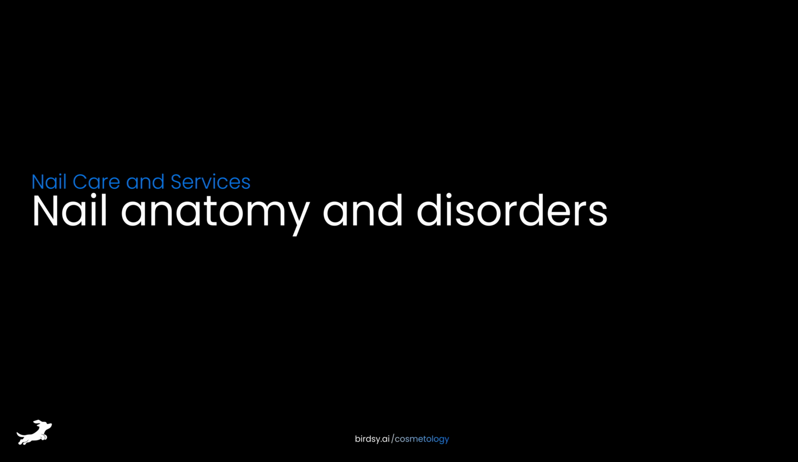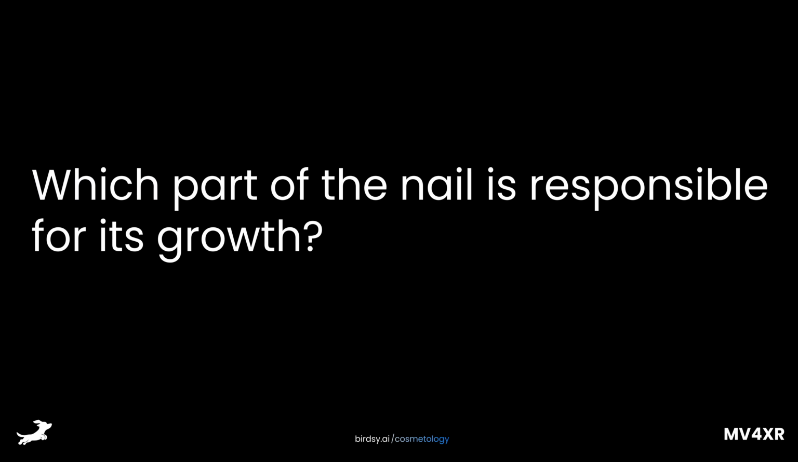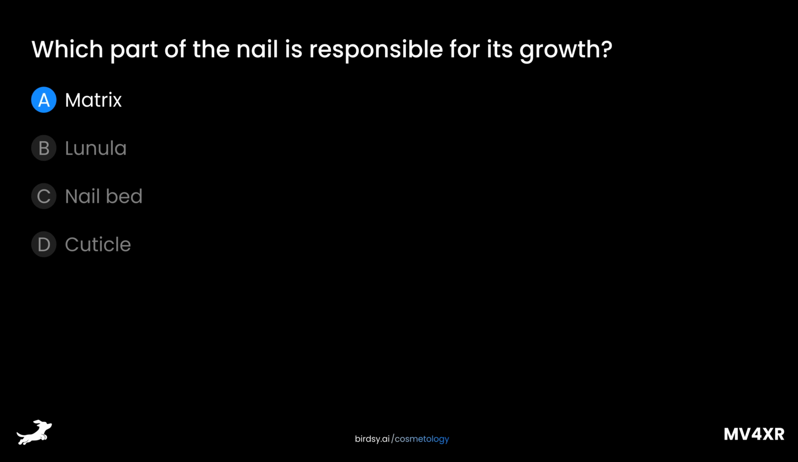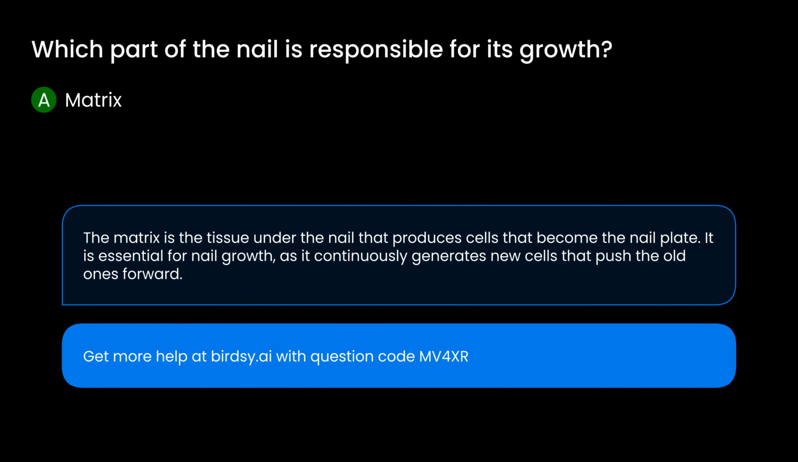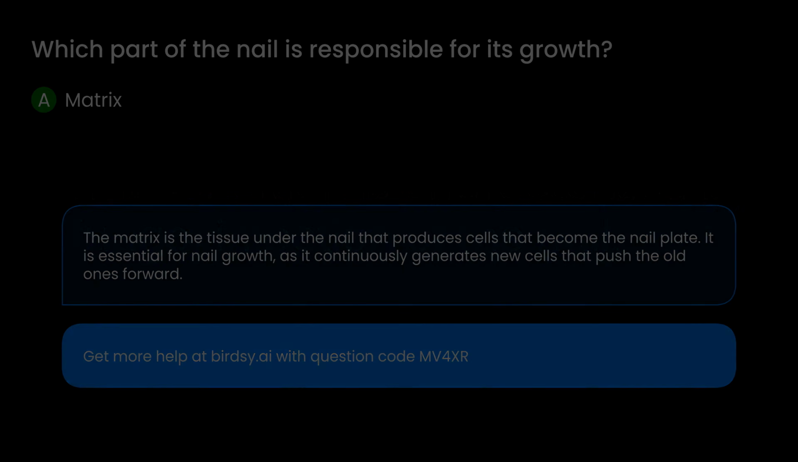Nail anatomy and disorders. Which part of the nail is responsible for its growth? Is it A, matrix, B, lunula, C, nail bed, or D, cuticle? The answer is A, matrix. The matrix is the tissue under the nail that produces cells that become the nail plate. It is essential for nail growth as it continuously generates new cells that push the old ones forward.